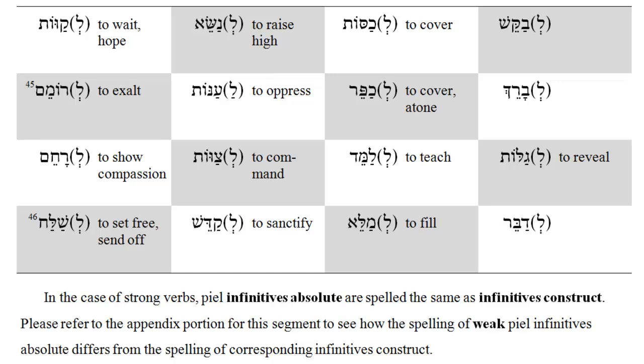Let's turn now to the appendix in order to see how infinitives absolute are spelled. You'll quickly notice that most of them are spelled the same as their corresponding infinitive construct. We will, however, notice a distinct spelling for the infinitives absolute in the case of weak verbs, particularly those that are third yod-he. Let's look now to the corresponding appendix entry.